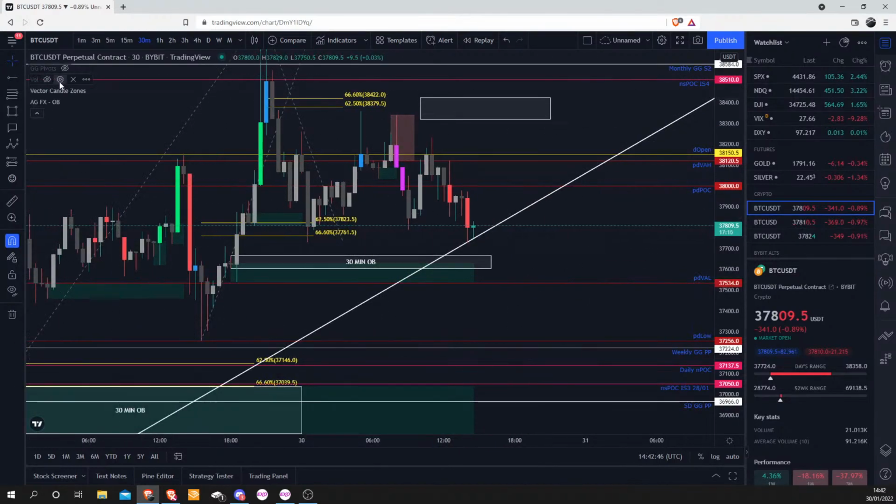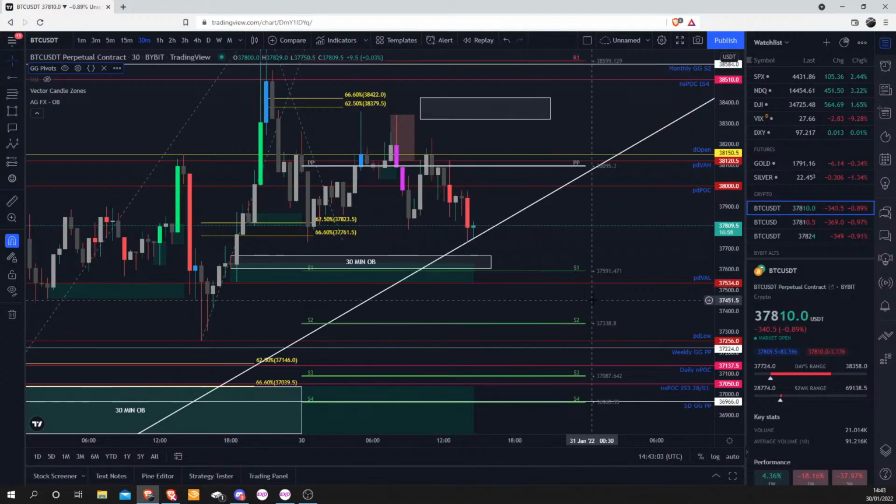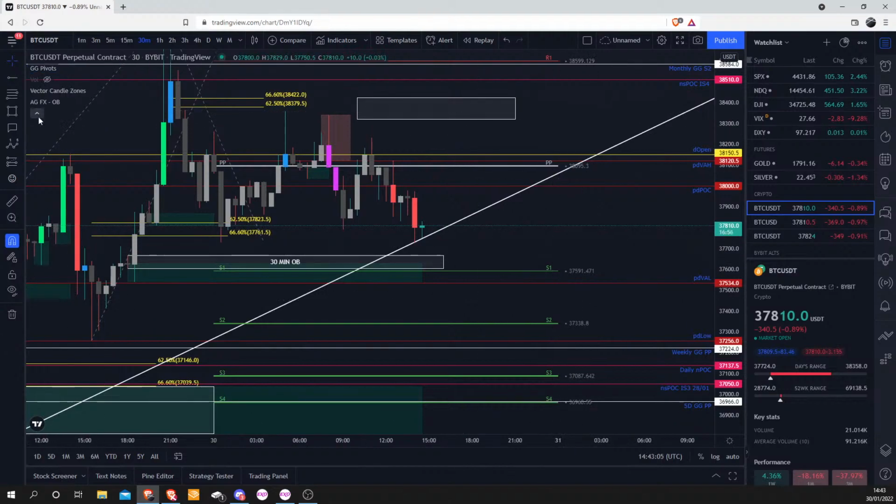What are our pivot points? My indicator is in the Discord, mate. It's not really available for the public at the minute.